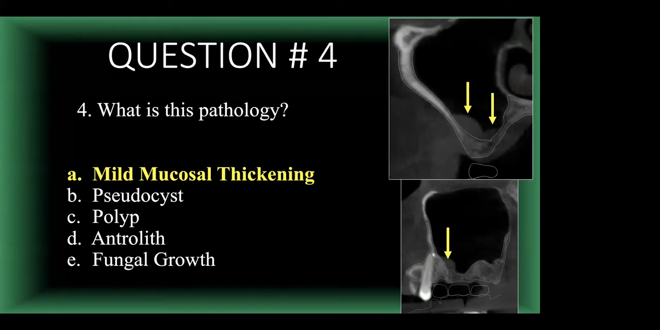Secondly, a pseudocyst, if you don't recall, is called a pseudocyst because it's not a true cyst. It doesn't have an epithelial lining. Because of that, it has one dome-shaped design that is only on the floor. It's usually associated with some odontogenic issue, and it is always on the floor, because this one is also on the lateral wall, that would give more credence to mild mucosal thickening.